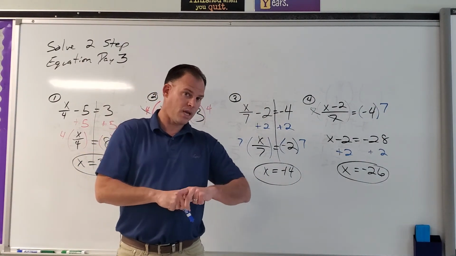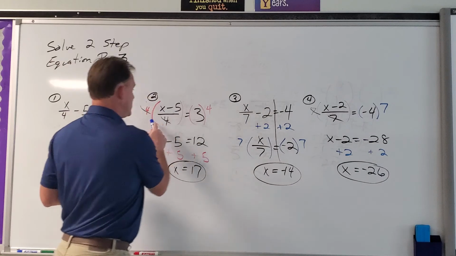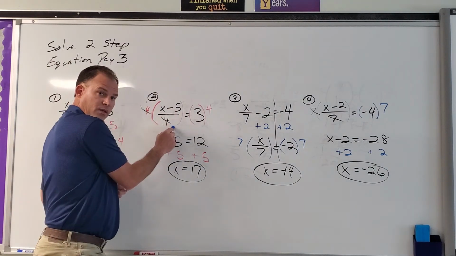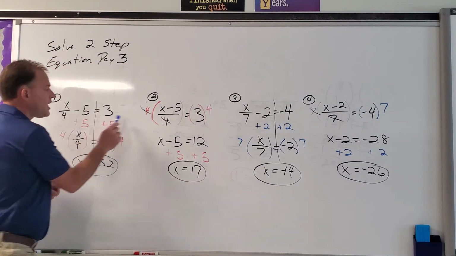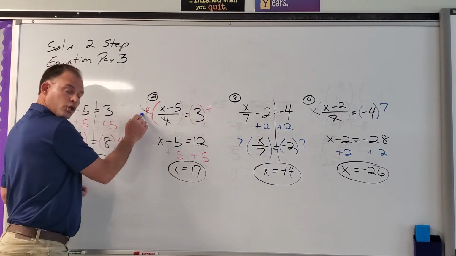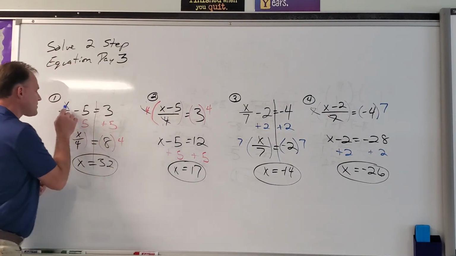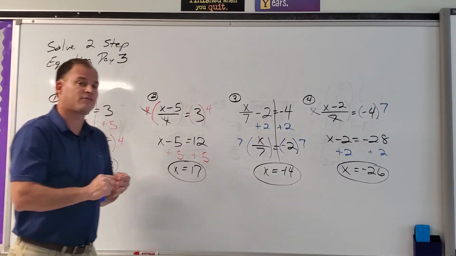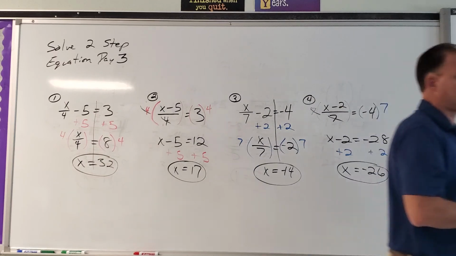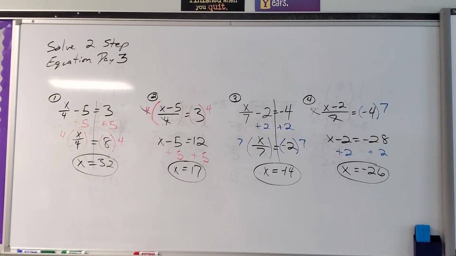Take your time, pay close attention. Is the whole thing divided by the number? Or is it just the variable divided by the number? If the whole thing is divided, you multiply first. If just the variable is divided, you're going to add or subtract first. So you have to pay close attention on these and tell you what you do first.